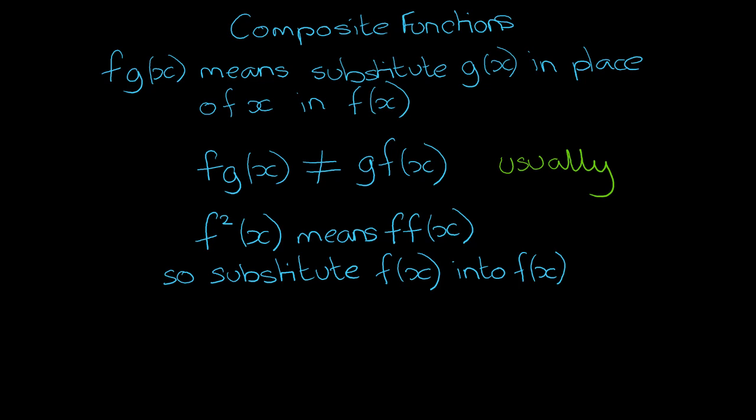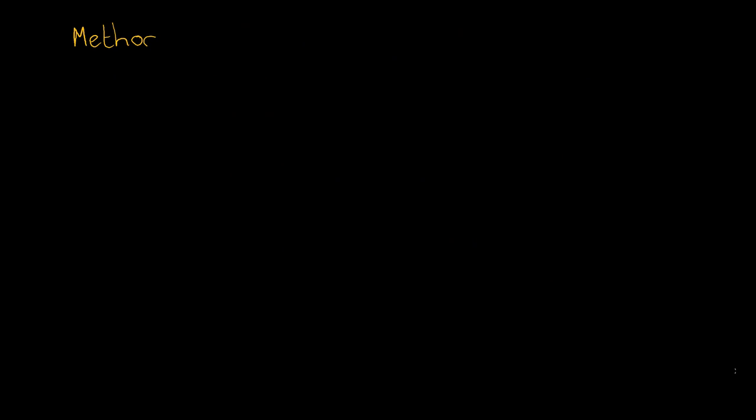Should you come across this notation, f squared x, then that actually means ff(x). So in other words, you're going to substitute the function of x into the function of x. So we're going to look at how we deal with these composite functions, and the first method I'm going to show you can use if you're actually given a value of x.